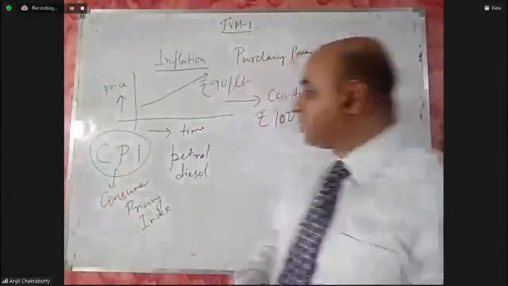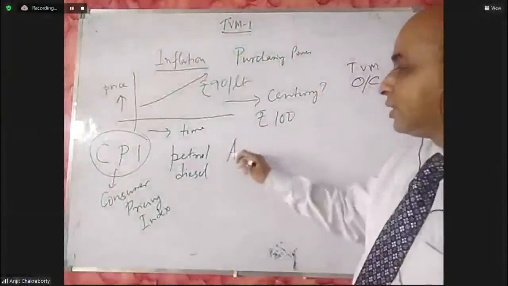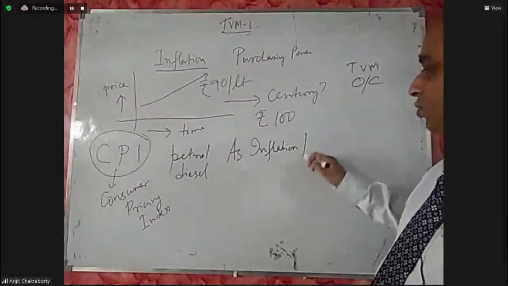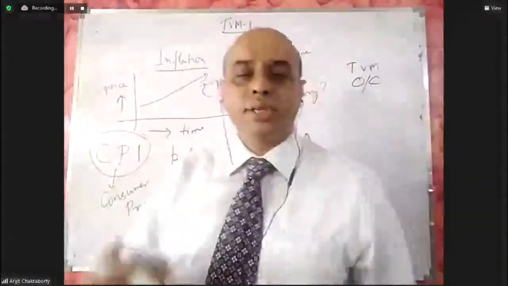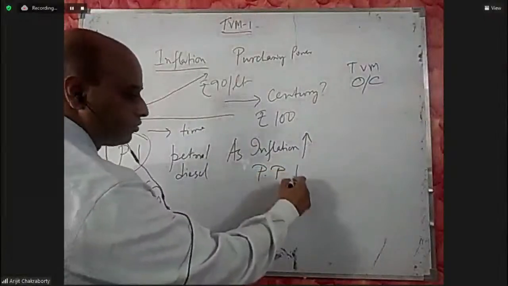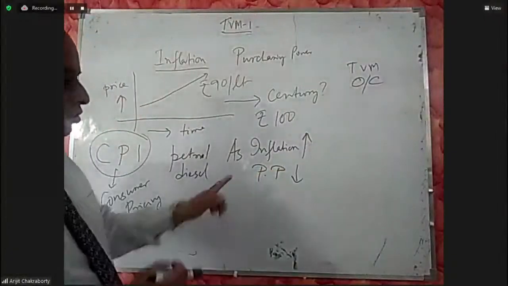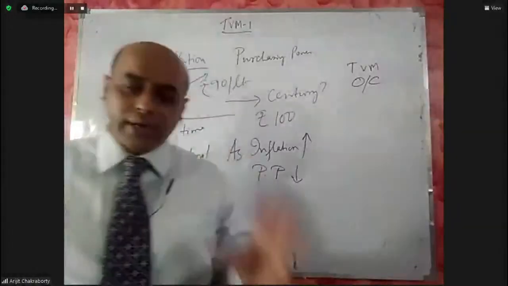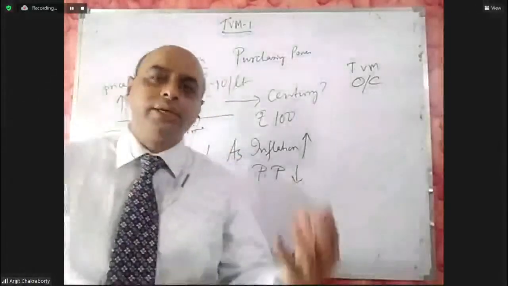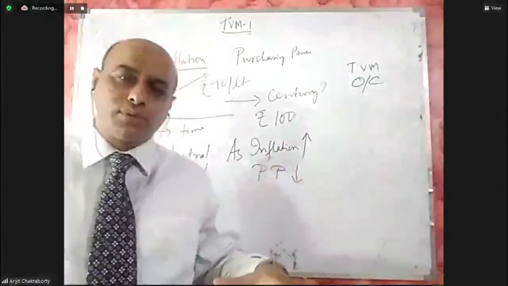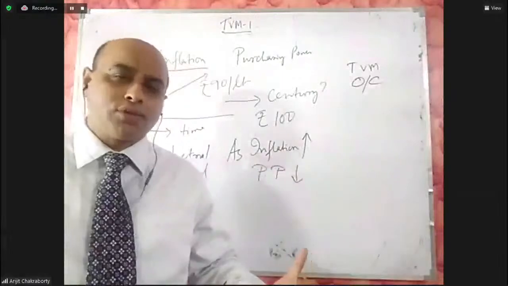So this is an important relation. As inflation increases, as inflation goes up, the purchasing power, PP, will fall. So please note this point: as inflation goes up, as the general price of commodities increases, automatically the purchasing power will reduce. People cannot buy so much.